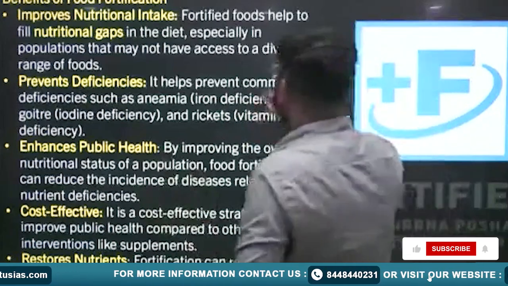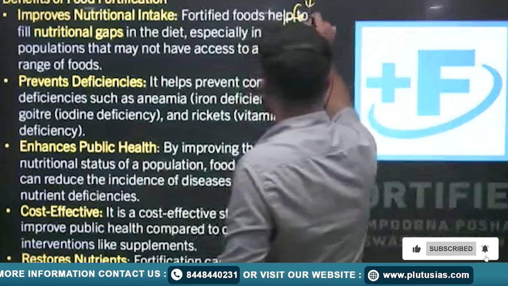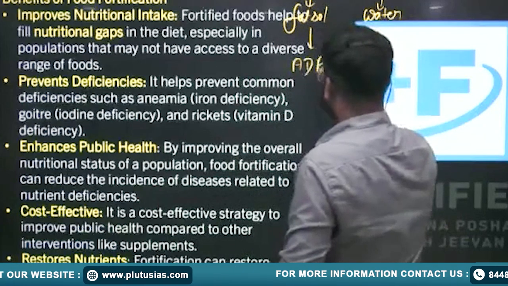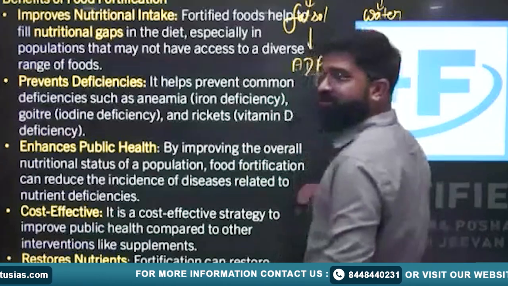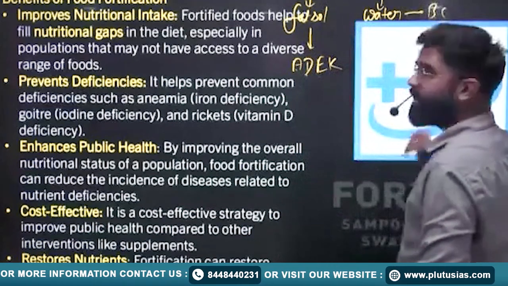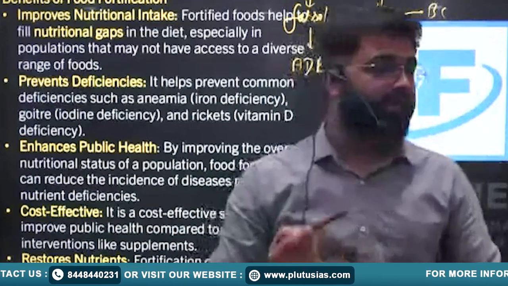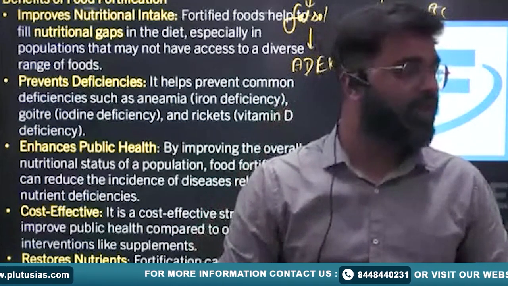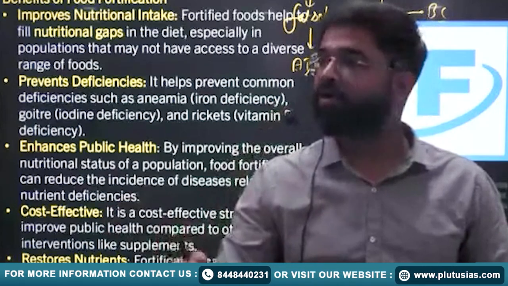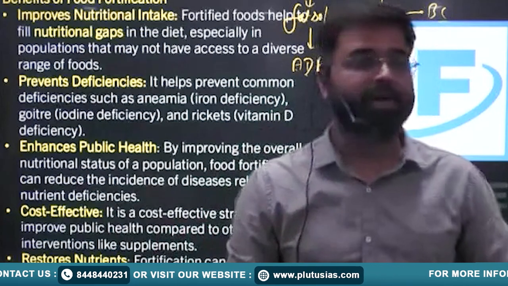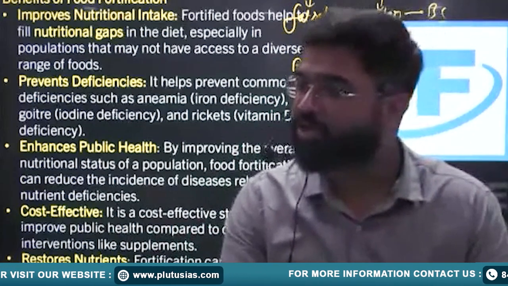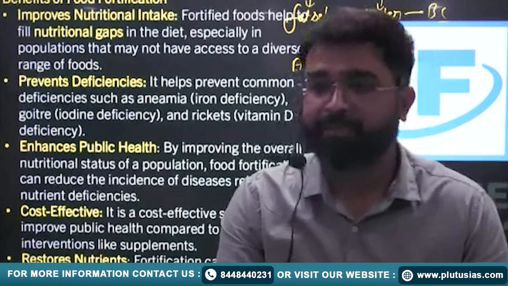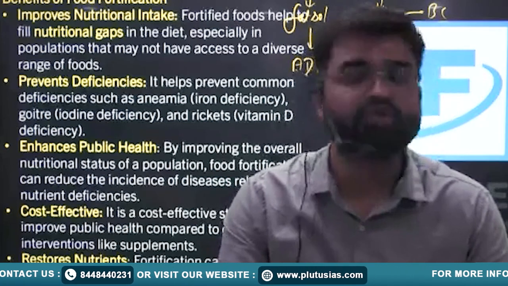Vitamins are of two types, some fat soluble and some water soluble. Fat soluble are A, D, E, K. These are fat soluble vitamins, and water soluble vitamins are B and C. Most of the vitamins like A, D, E, K are fortified in fat bases like milk and oil. Why? Because they cannot be absorbed by the body if they are not dissolved in fat. That is why in most food fortification initiatives, dairy products and oil are fortified with vitamin A and vitamin D. Is it clear? Because they are fat soluble vitamins.